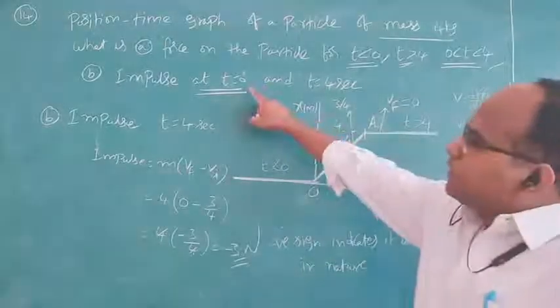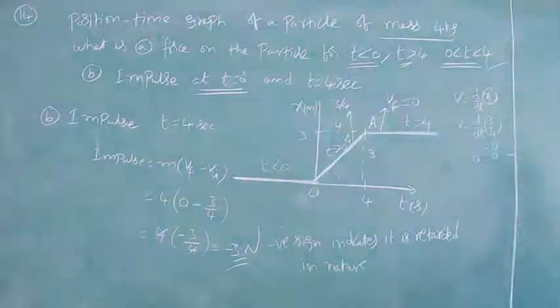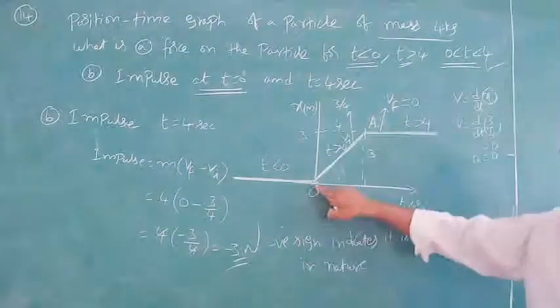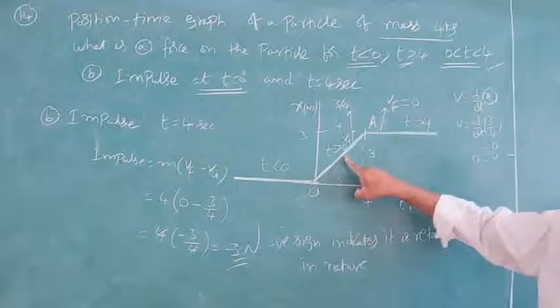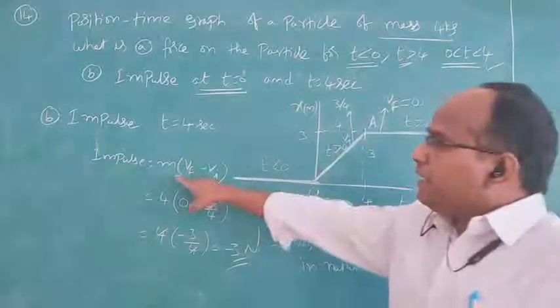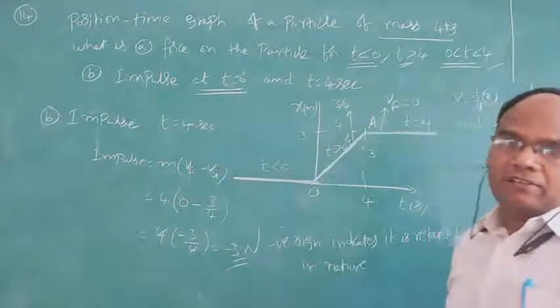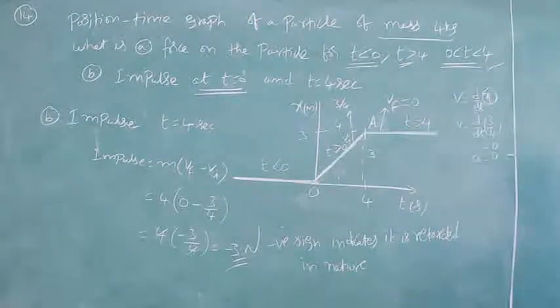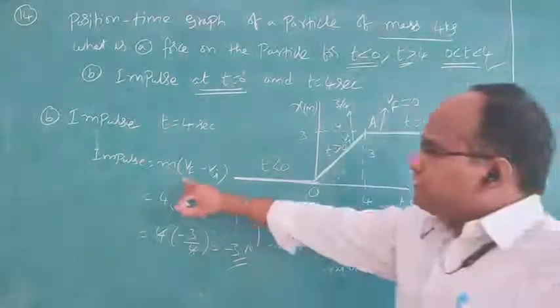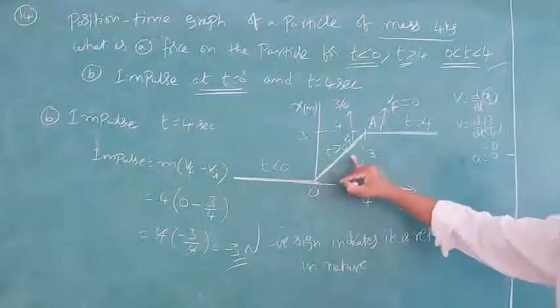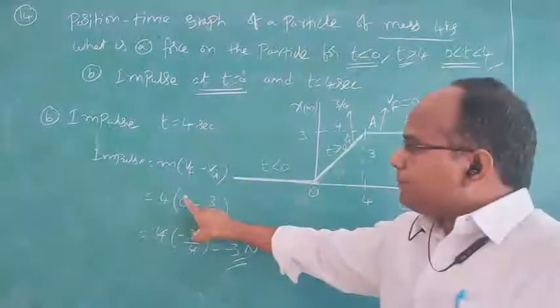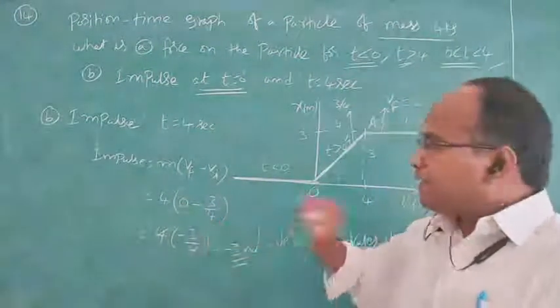At t is equal to 0, what happens? This is less than 0 and this is greater than 0. So what is the impulse? The formula is m into vf minus vi. Mass is given, m is 4. Vf is the final velocity, which is 3 by 4. So here it is 3 by 4 minus 0.